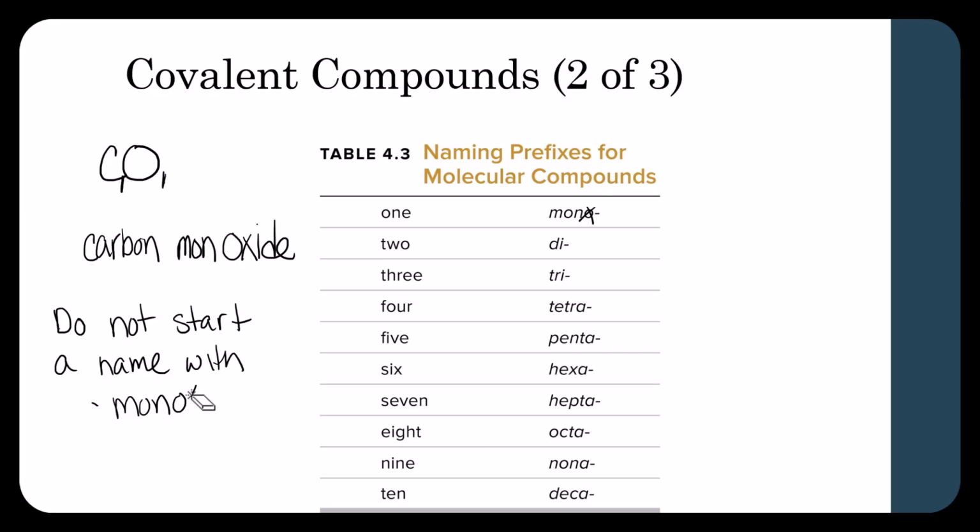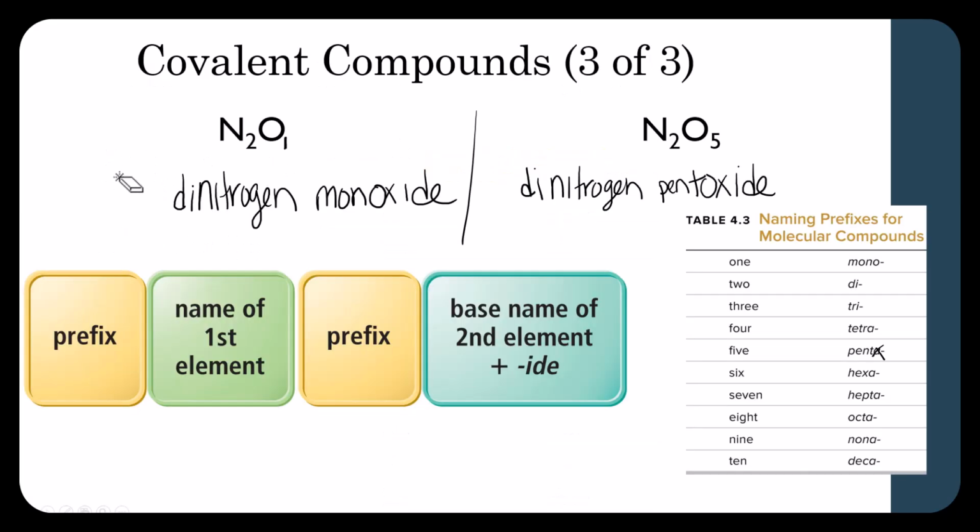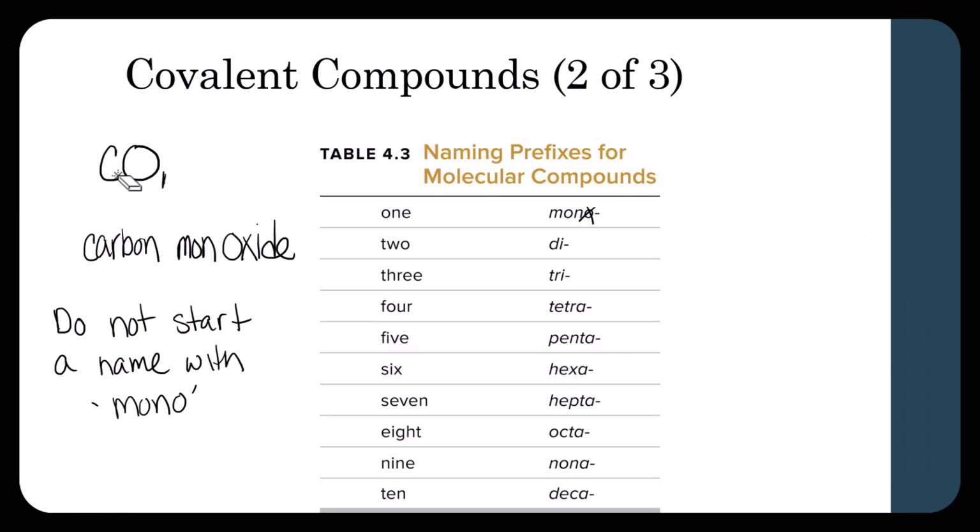If the number was anything other than a 1 here, let me just make something up. Let's say this was a 6. Then we absolutely would put the prefix hexa in front, and we would say hexacarbon monoxide. But we just don't start a name with mono. So those are 2 exceptions to the rule, pretty easy because we use them somewhat standardly. Hopefully you can remember those.